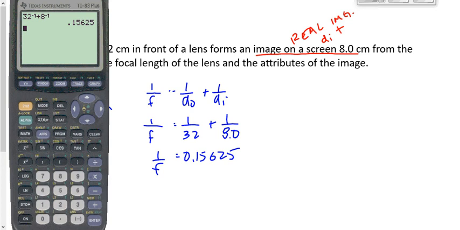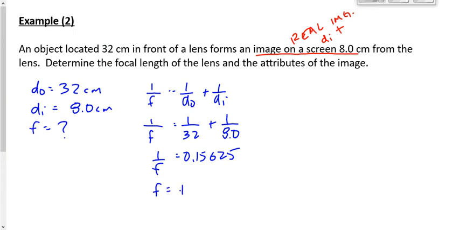And now, Parker, how do I find f now? Once I've got 1 over f is 0.15625. Yeah. That number to the minus 1 gives me 6.4. So f is, I'm going to say positive 6.4. I don't need to write down the positive, right? Because not writing a negative means positive. But I just want to bring that positive right up front to make it more obvious. We get a positive focal length.